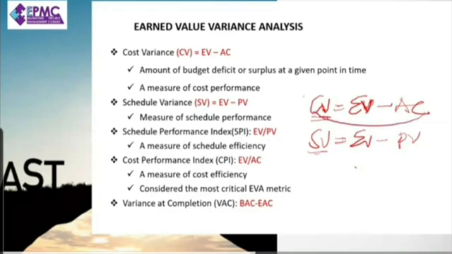Okay, the C is connected to this C here. So always remember that when I'm doing my cost variance, it is EV minus AC. Schedule will be EV minus PV.